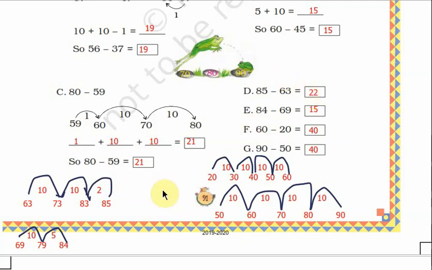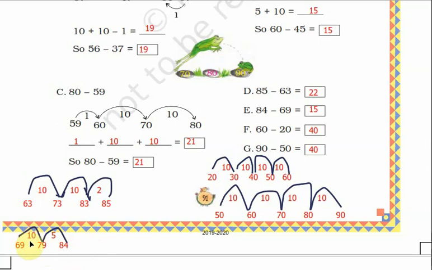Now next is 84 minus 69. From where do we have to start? We have to start from 69. From 69 we made a jump of 10 and we reached 79, and 79 is near 84. So how many do we have to count to reach 84? After 79, count on your fingers: 80, 81, 82, 83, 84. You will get 5. So we need a jump of 5 steps to reach 84.